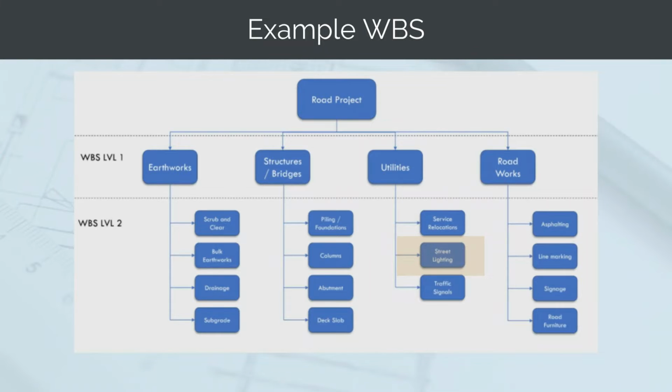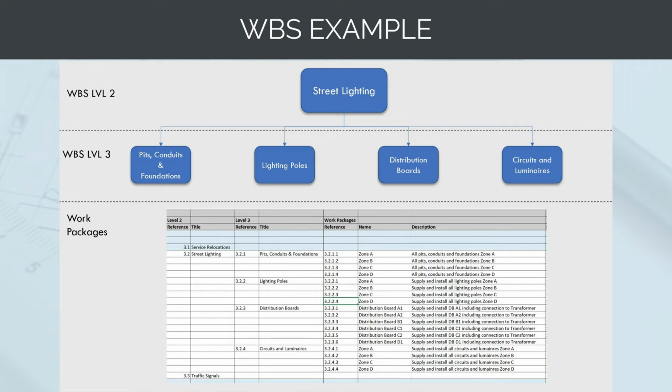And when we create a work breakdown structure, we want to add more and more detail as we go through the different levels. Take street lighting, for example. We've gone from a road project into utilities, into street lighting, and then under street lighting, we can break that down into pits, conduits, and foundations, light poles, distribution boards, and circuits and luminaires.